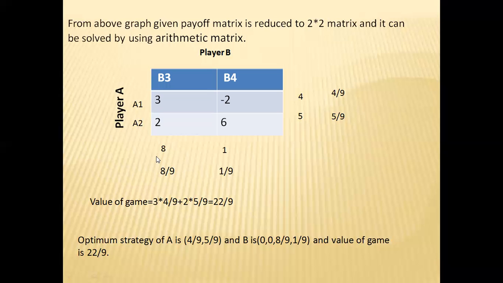We are all aware that the obtained value divided by the summation of the values leads to an optimal value, that is 8 by 8 plus 1, which is 9, and 1 by 8 plus 1, which is 9. Simultaneously for the rows also: here it is 3 plus 2, 3 minus of minus 2, that is 5.